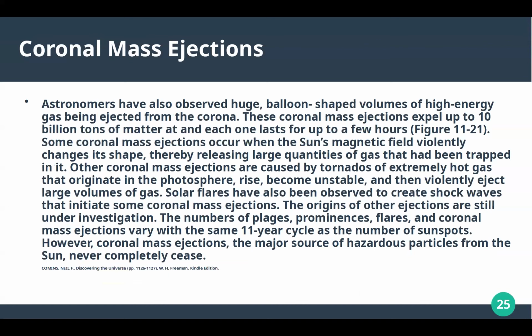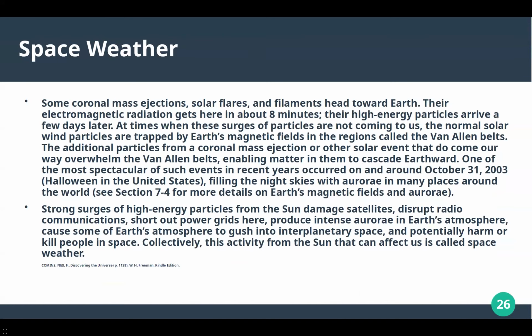The number of prominences, flares, and coronal mass ejections vary with the same 11-year cycle as the number of sunspots. However, coronal mass ejections, the major source of hazardous particles from the sun, never completely cease. Some coronal mass ejections, solar flares, and filaments head toward Earth. Their electromagnetic radiation gets here in about 8 minutes. Their high-energy particles arrive a few days later.